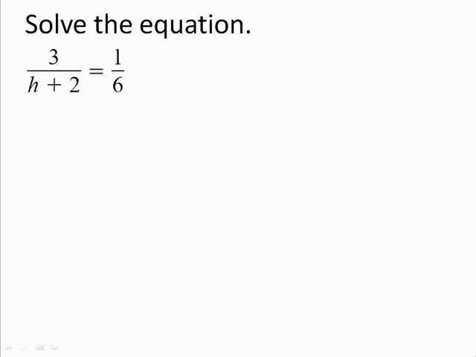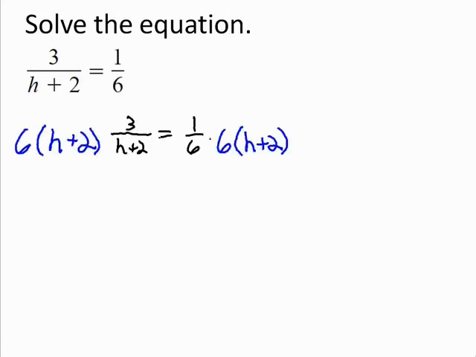Solve the equation. 3 divided by h plus 2 equals 1/6. Start by finding the least common denominator. The two denominators are h plus 2 and 6, so the least common denominator is 6 times the quantity h plus 2. Multiply both sides of the equation by the least common denominator. On the left side of the equation, the h plus 2's cancel out, and on the right side of the equation, the 6's cancel out.